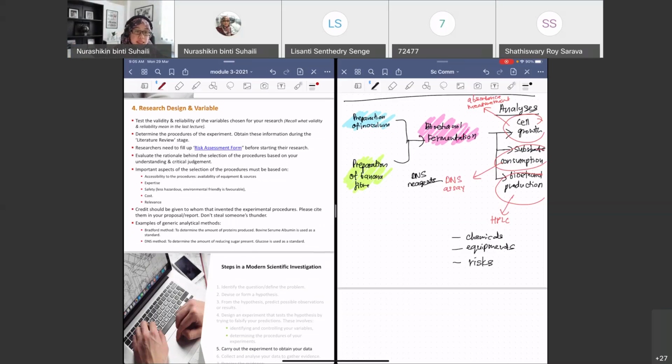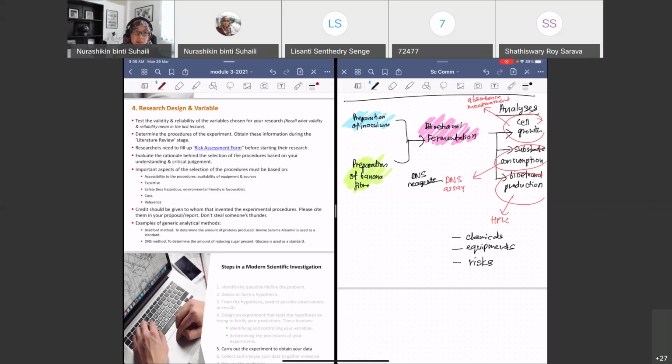Risk assessment is where you assess the risk. Let's say now in the case of bioethanol fermentation, what is the risk of the experiment? Let's say when you prepare the inoculum, is there any risk? Yes, of course there will be risk, but the difference is whether the risk is low or high. For example, some of the chemicals in the lab are carcinogenic. Carcinogenic means it can cause cancer.